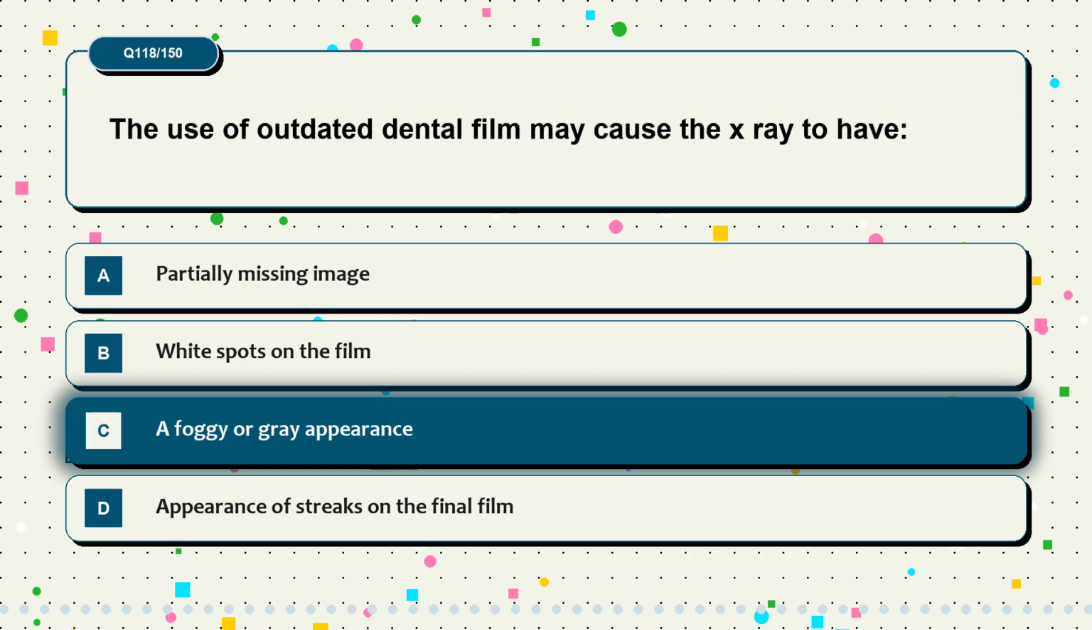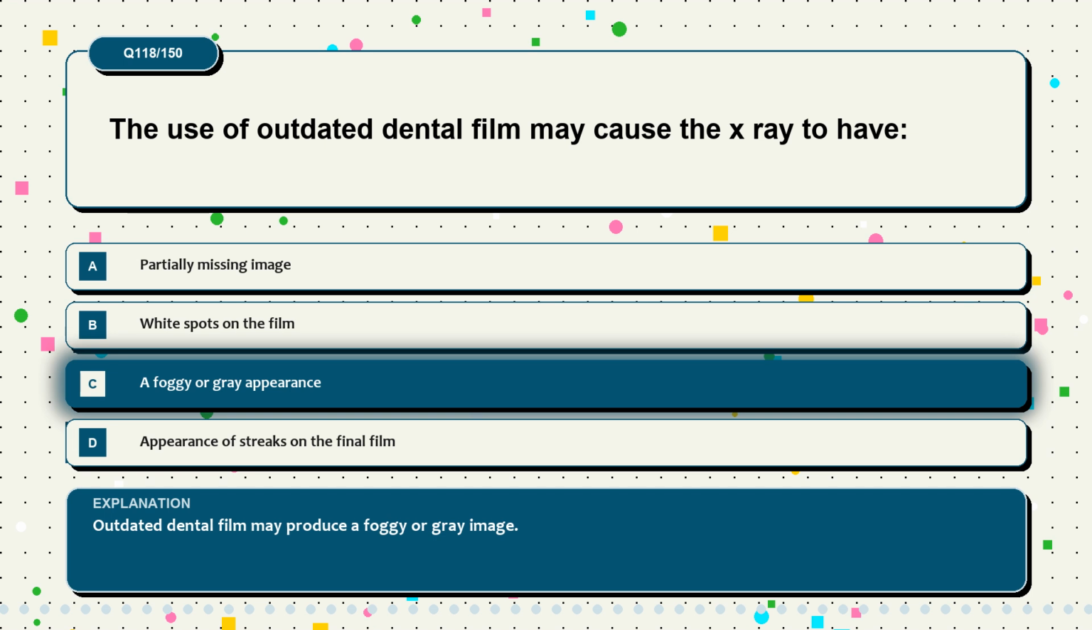The correct answer is option C. A foggy or gray appearance. Outdated dental film may produce a foggy or gray image.